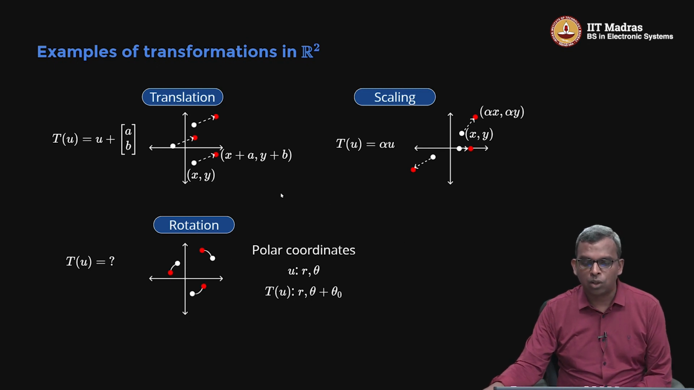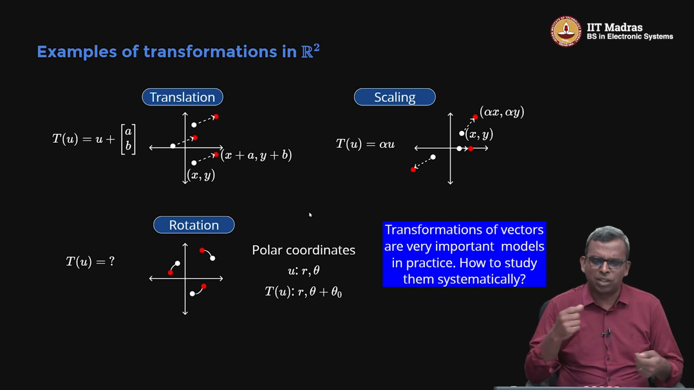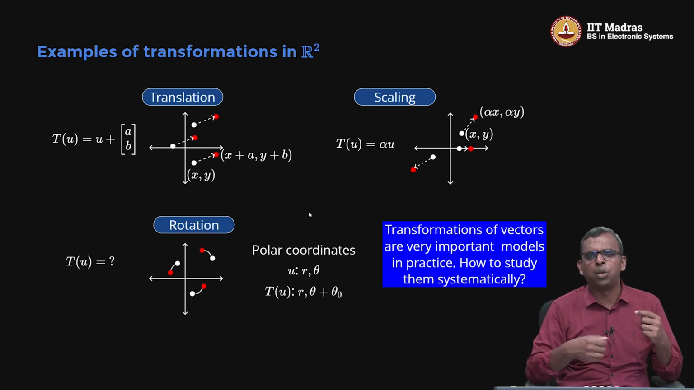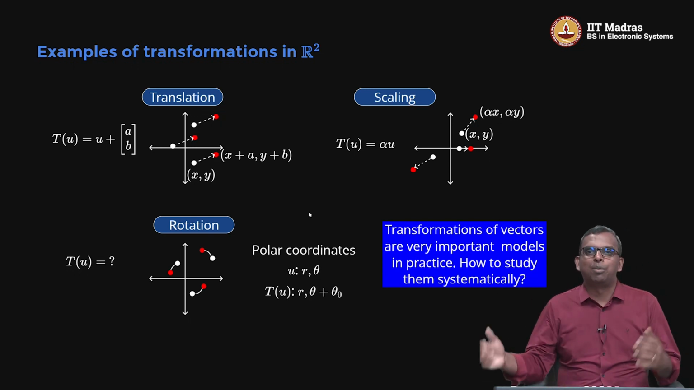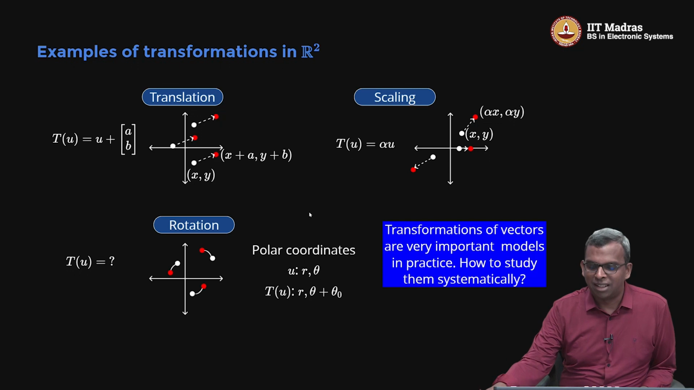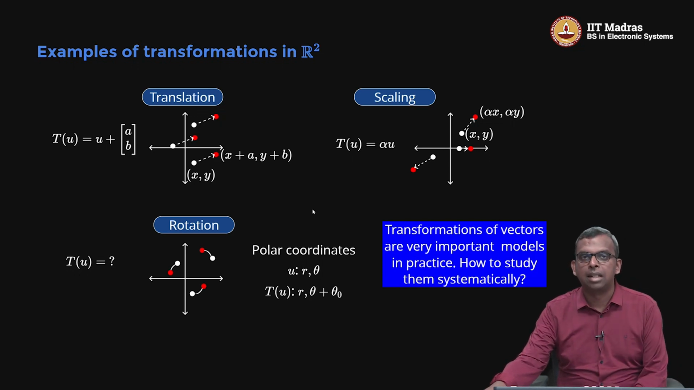There are all sorts of transformations here, and you can imagine so many other things. You can do a mix of scaling, translation, rotation. It looks like there is a big zoo of all possible transformations out there, and how do you study them systematically is an important question. The first and basic transformation to consider, which we can easily study, is linear transformations, and that's what we're going to look at next.